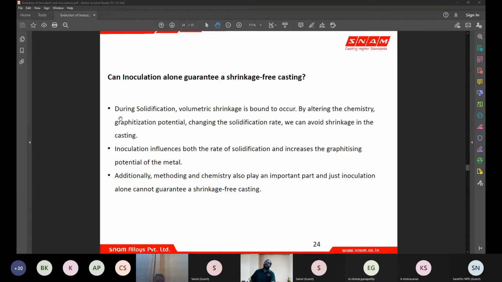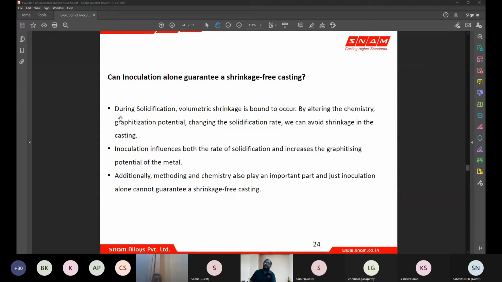Coming back to the presentation, can inoculation alone guarantee a shrink-free casting? During solidification, there is a volumetric shrinkage which is bound to occur. By altering or adjusting the chemistry, and having a good control on the graphitization potential and the solidification rate, we can avoid the shrinkage in the casting. Inoculation actually influences the solidification rate by forming uniformly distributed graphite particles in the required morphology and increases the graphitization potential.